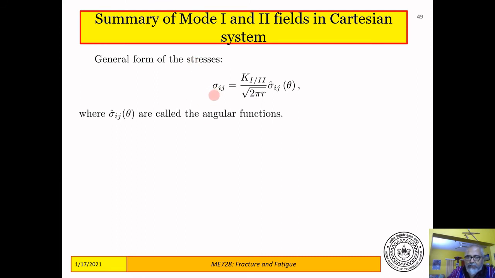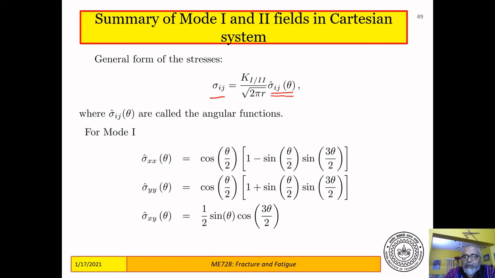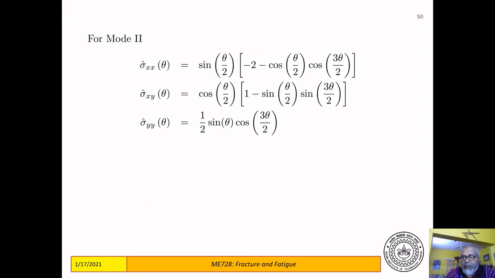What I'm writing here is sigma ij as a function of 1 by square root of 2 pi r, and an angular function. The angular functions are different for the different components of stress, and here for mode 1 you will have K1 and for mode 2 you will have K2. So this table is important, and these are the angular functions for mode 1 and mode 2. Here I have used x equal to 1, y equal to 2, as is customary. For mode 1, you will use K1 here, remember. The root 2 pi r is common between both the modes. And for mode 2, these would be the angular functions.